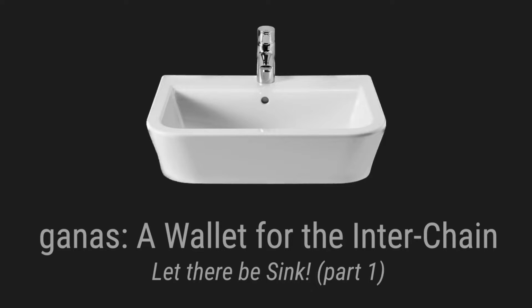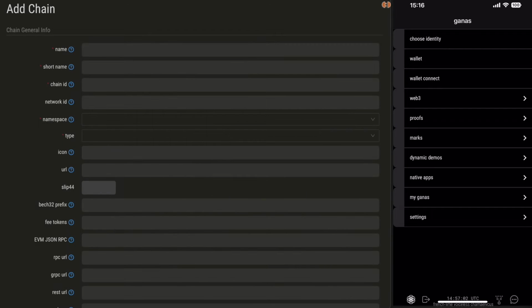Ganas is an extensible Web3 wallet and IDE built by volunteers for the Cosmos and EVM multi-chain ecosystem. Ganas is available on both mobile and web, and you can use the web platform as an extension of your mobile wallet. Let's fill in the form for the Mythos custom chain.